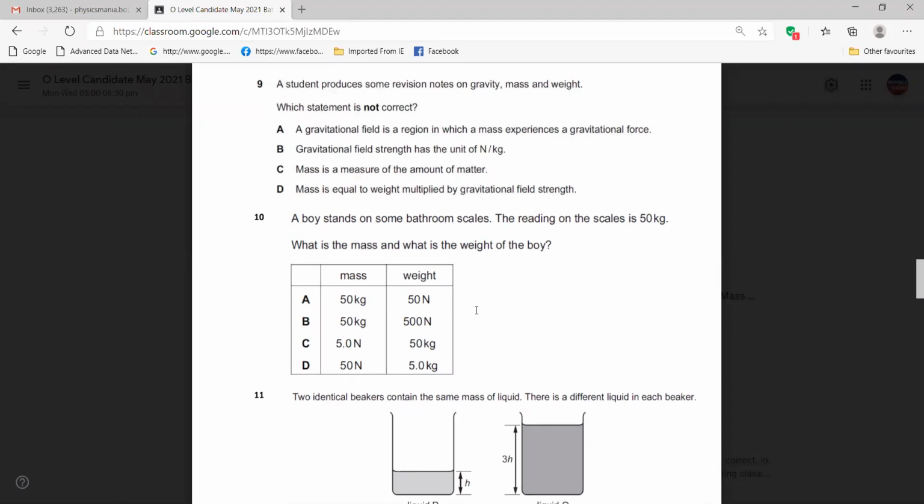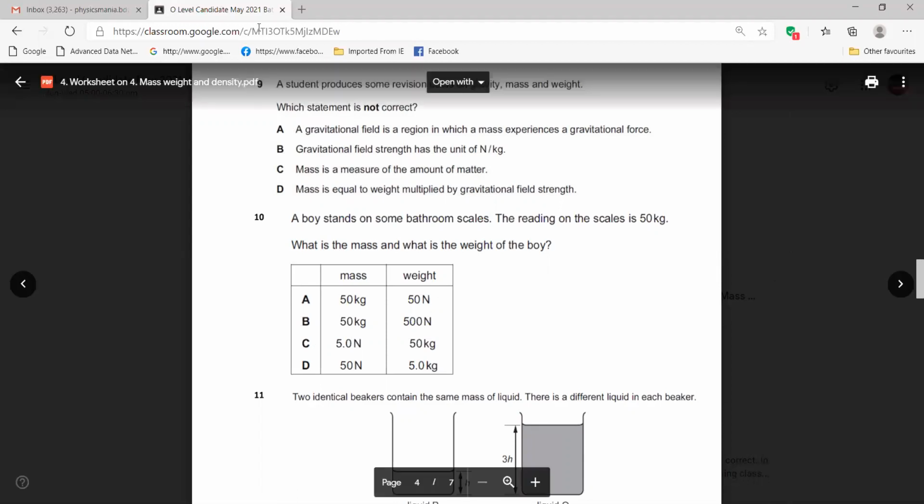So you gave 50 newtons for weight. Yes. The mass is given as 50 kg. Yes. What is the formula of weight? Weight equals mass into gravitational field strength. So weight equals mass into gravitational field strength. Your mass is 50.